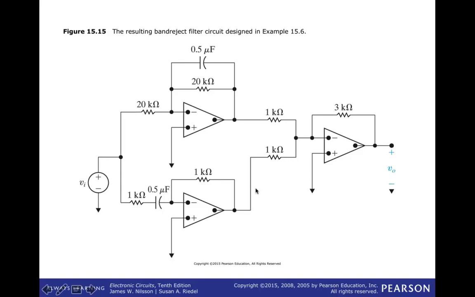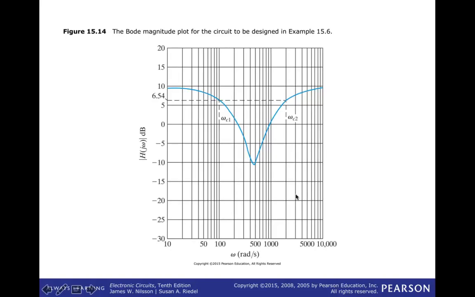Here's what the final design looks like with the component values entered. And you notice here, you really try whenever possible to keep your capacitor values the same in the low pass and the high pass circuit. And what you're modifying here are your resistor values. And here's the Bode plot for that circuit.